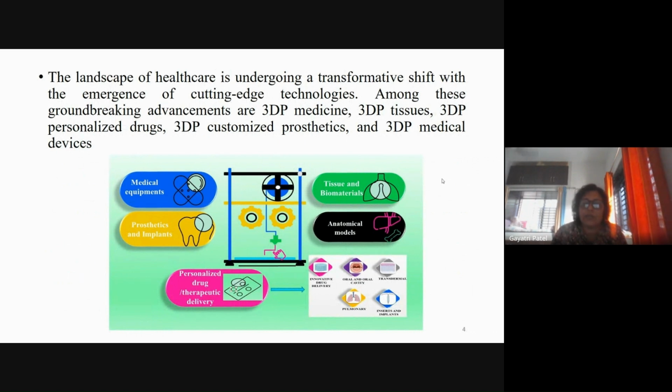There are so many innovative drug delivery forms, and one of the products was recently approved by the US FDA. Then oral cavity, transdermal, pulmonary, inserts and implants. So other than tissue and biomedical engineering, there are very popular applications of 3D printing in drug delivery too: 3D printing medicines, 3D printing tissues, personalized drugs, customized prosthetics, and medical devices.